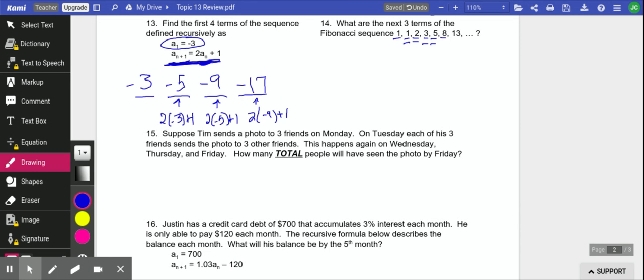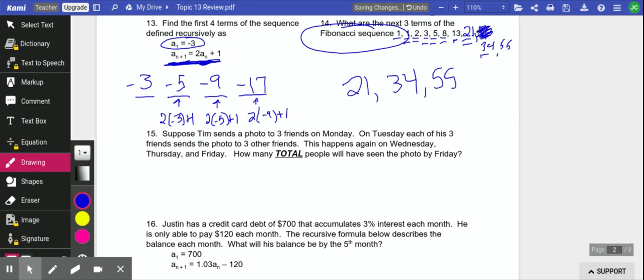So if we want to find the next 3 numbers, we're going to do 8 plus 13 is 21. The next number, we'll do 13 plus 21, which is... nope, how about 34? And then 21 plus 34 is 55. Okay, so the next 3 terms, in case you can't see those, are 21, 34, and 55. And that's just a special sequence called the Fibonacci sequence.